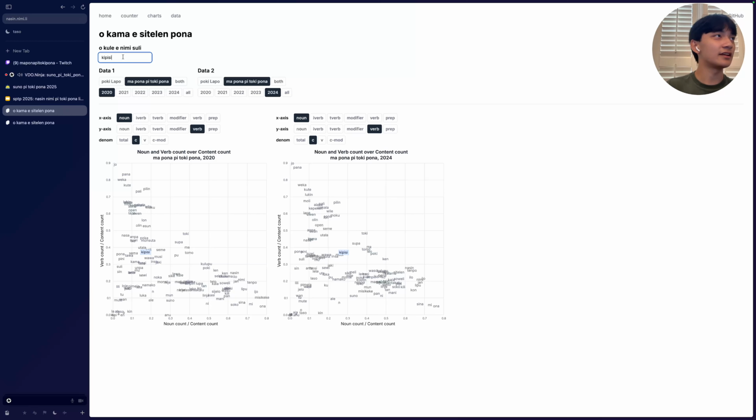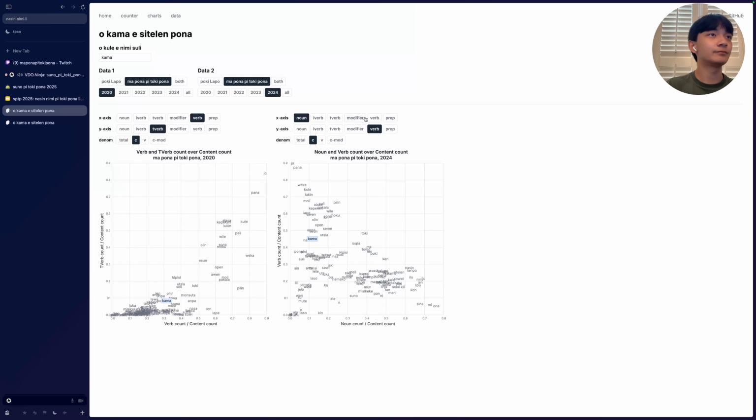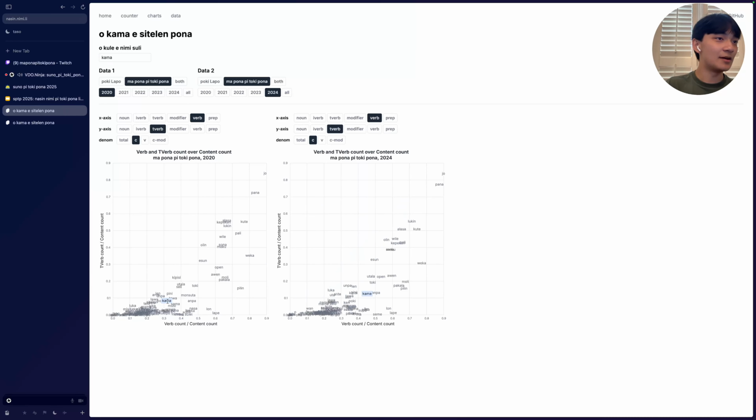What are some other things, like kama as a transitive verb? Let's look at the transitive verb graph again. We can see kama was used a little over 30% as a transitive verb in 2020. That goes all the way up to 45% in 2024. So there's a lot of different changes. You guys are all free to look at these graphs yourself and highlight different words to see those changes.